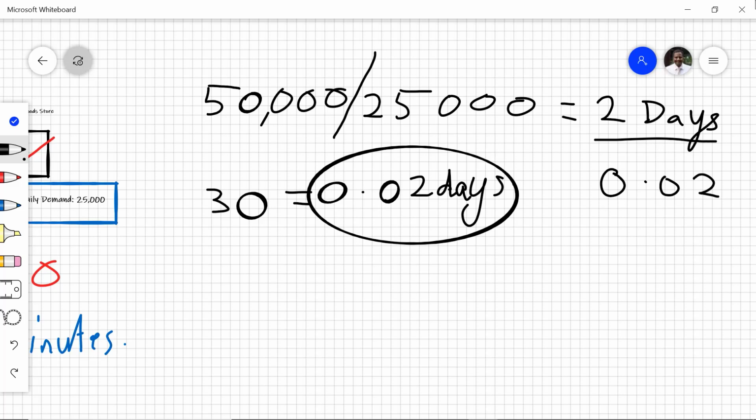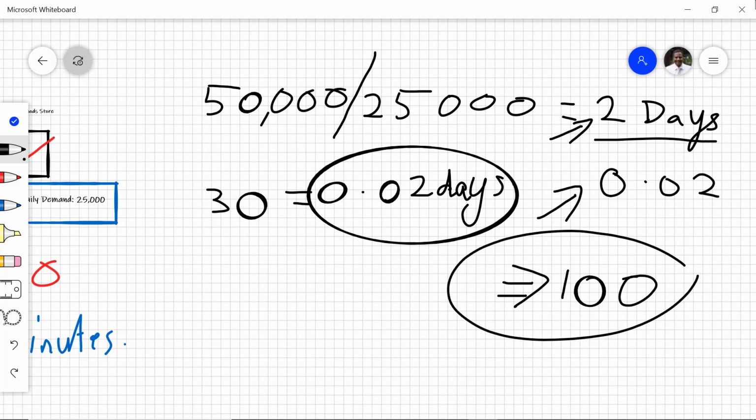Okay, so my formula to calculate the velocity ratio is the total time which I have in my process, which is 2 days, divided by the value added process time, which is 0.02 days. That is going to add up into a velocity ratio of 100. Velocity ratio of 100. Now what does this number tell me?